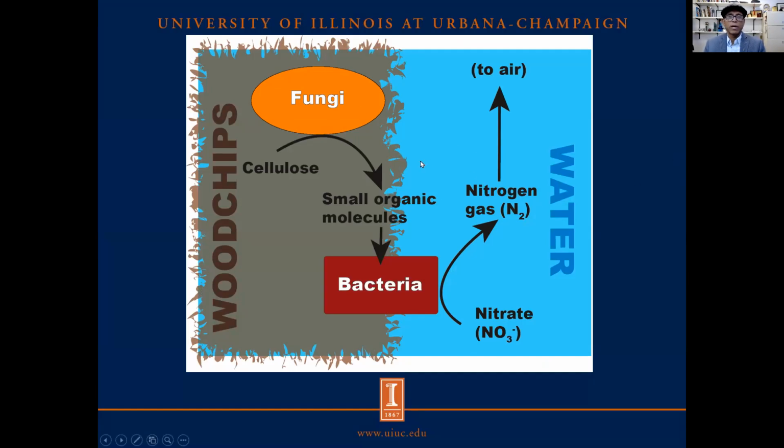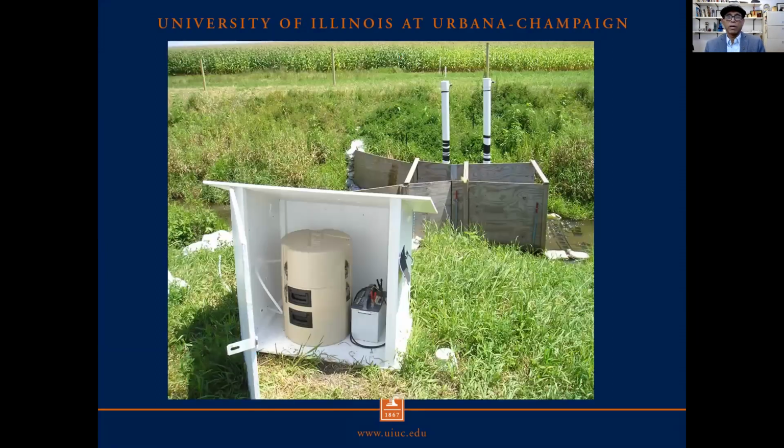The way the system works, as I have mentioned, the wood chips have a lot of cellulose and other things, and the bacteria and fungi live on those, and they break down this NO3 into NO2, N2, and N2 is released into the atmosphere, and relatively clean water gets into our water system.